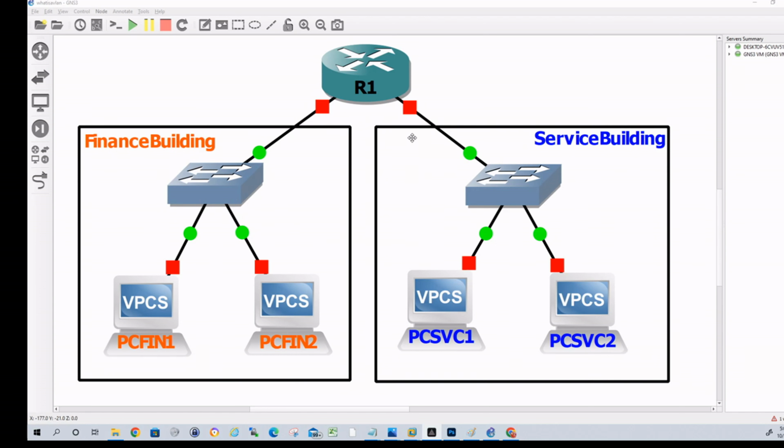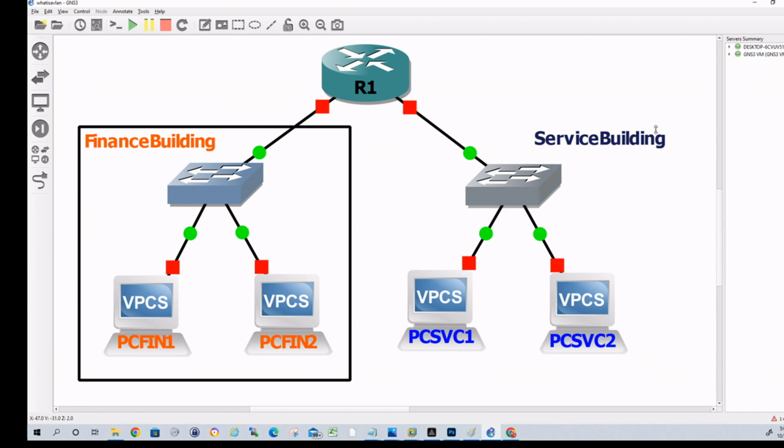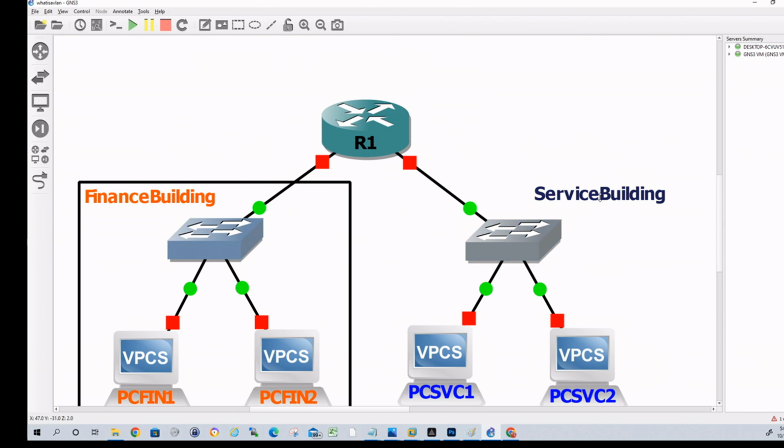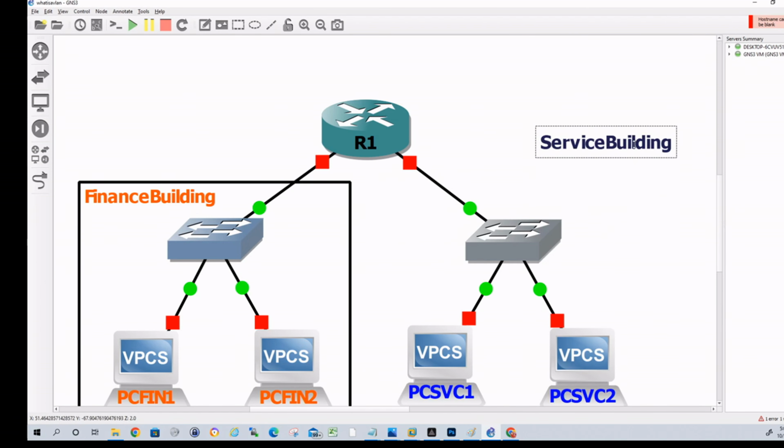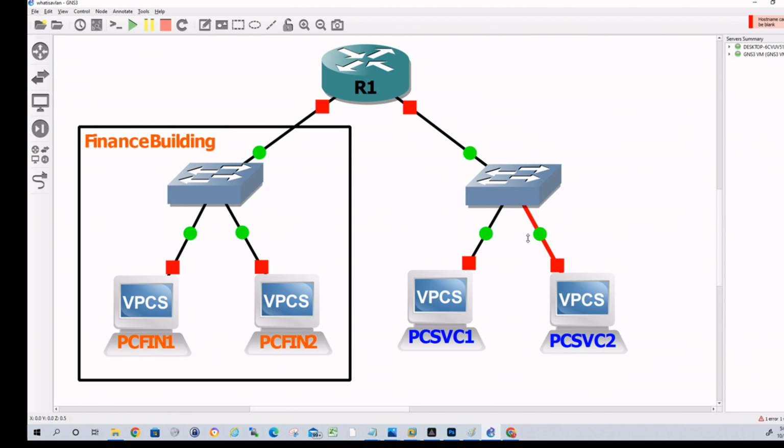But let's say that this building goes away. Maybe we had construction, maybe there's some financial constraints, and they're like, we got to get rid of this building. Let's just pull it off screen, that'll do it. Okay, so now that building's gone, and now we need to move these PCs from the service building into the finance building because they have nowhere else to sit and they can't really work outside.